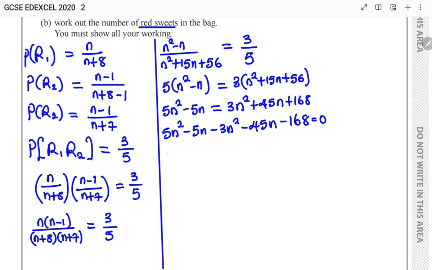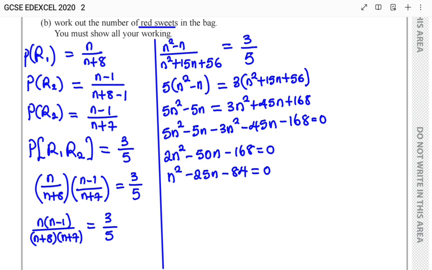So here I'm going to have 2n squared, because 5n squared minus 3n squared is 2n squared. So I have minus 50n and then minus 168 equals 0. Then dividing all through by 2 to make the equation simpler, I'm going to have n squared minus 25n minus 84 equals 0. Good. Now, this is actually very factorizable, okay? By looking at it, you know the factors have to do with 84.